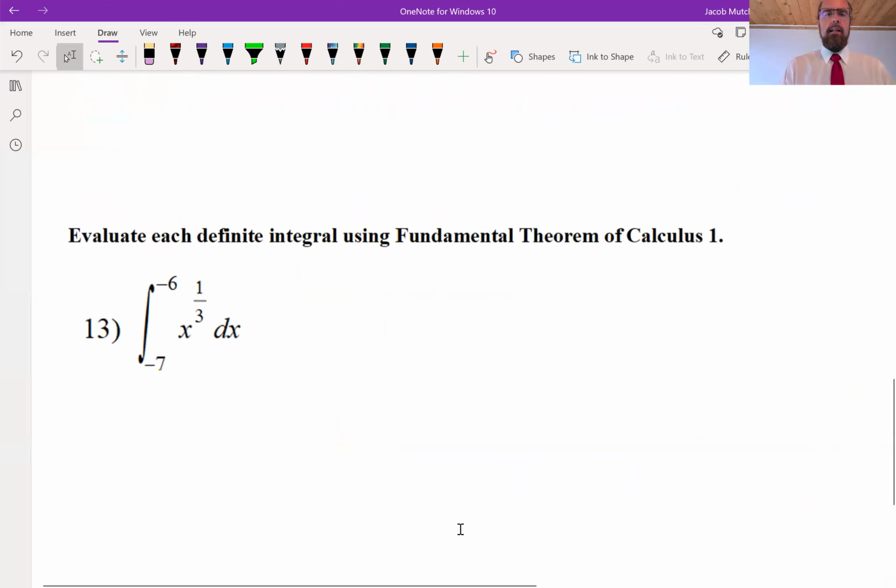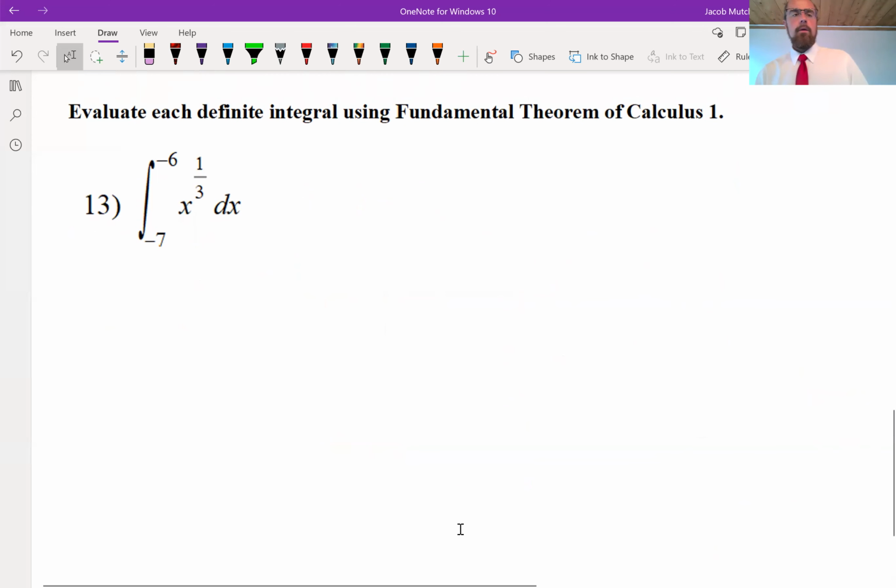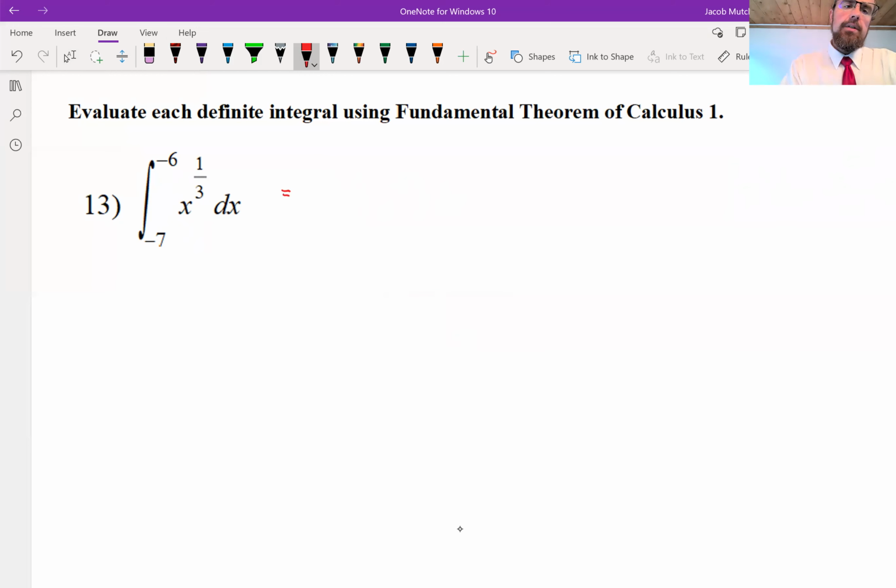Well, let's finalize with a last example with a fraction power. Here I've got, in number 13, the integration from negative 7 to negative 6 of x to the power of 1/3 dx. So we'll apply our power rule for integrals first to help us find the antiderivative of x to the power of 1/3. So again, it's going to be x to the power of 1/3 plus 1, so that's x to the power of 4/3, and we'll divide by that same power. And we're evaluating this from negative 7 to negative 6.